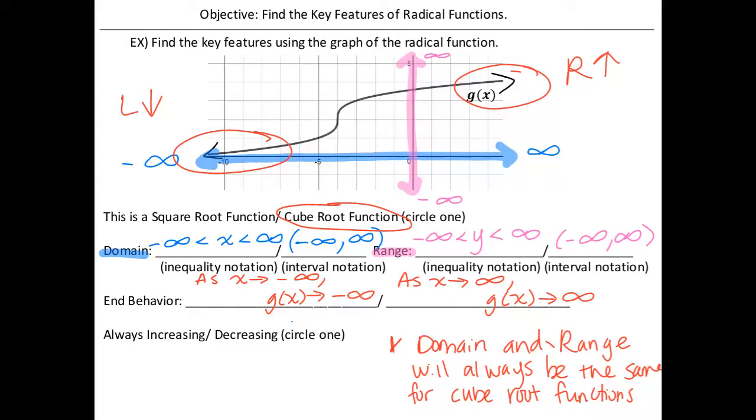Okay, and then the increasing, decreasing, we always go from left to right. So starting on the left side, going to the right, are we increasing or decreasing? Increasing. We're going upwards from left to right, okay?